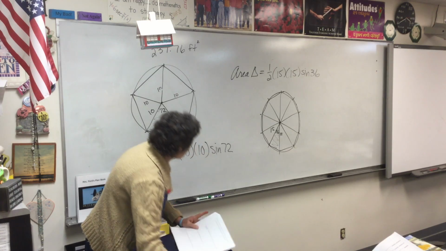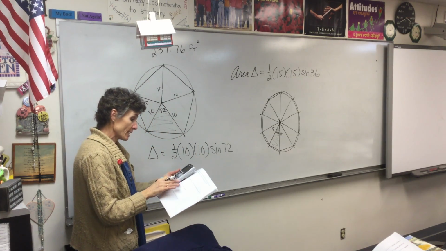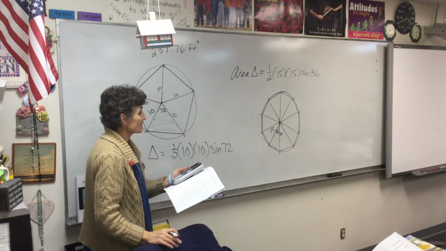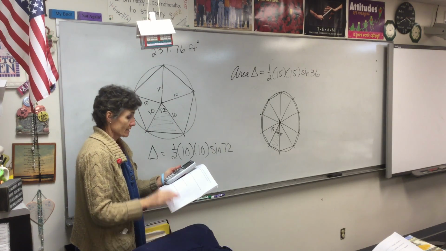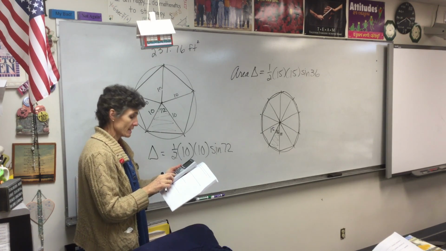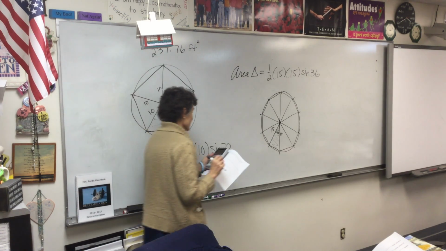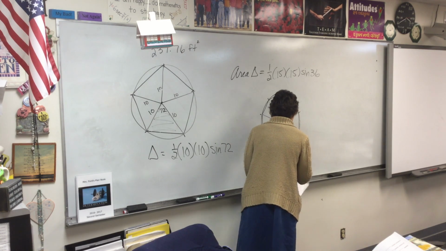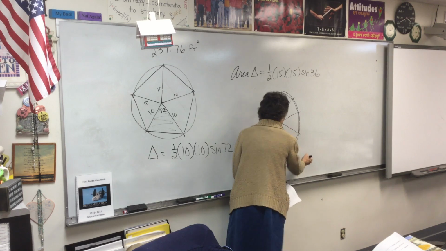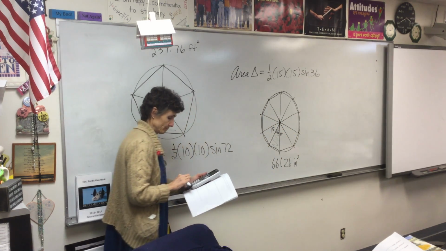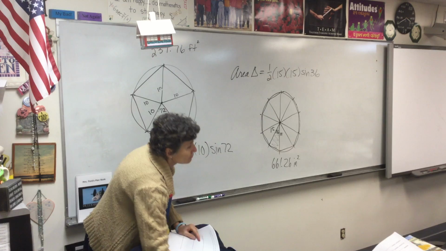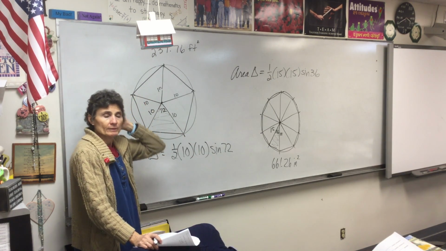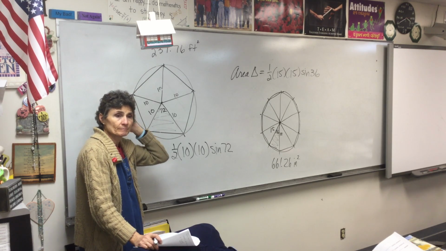66.1. So I can type all that in and then be very careful. 661. That's not the answer. What do I need to do with that? Times it by what? 10. 661.26 square inches. All right, Tony, what do you think? You got that?